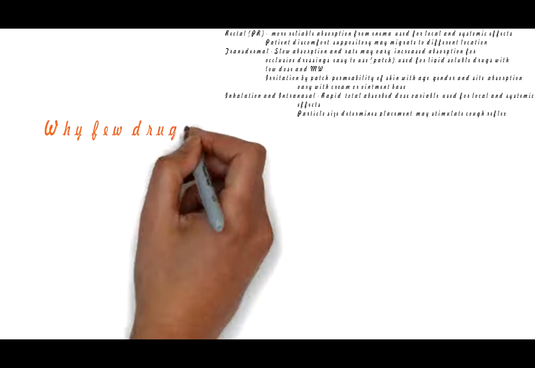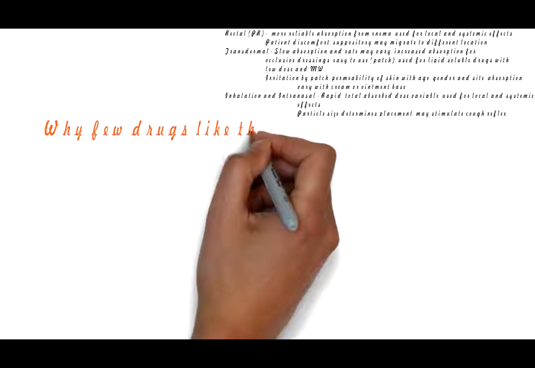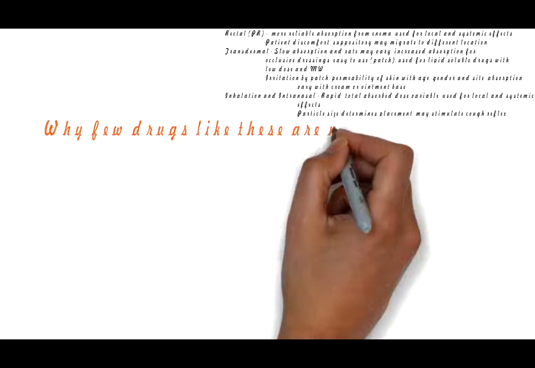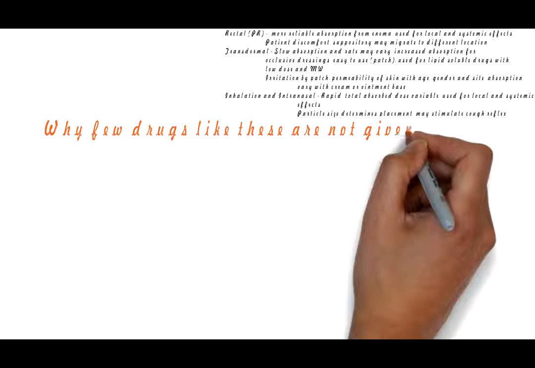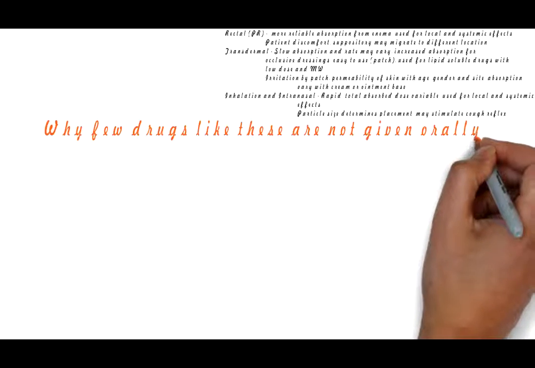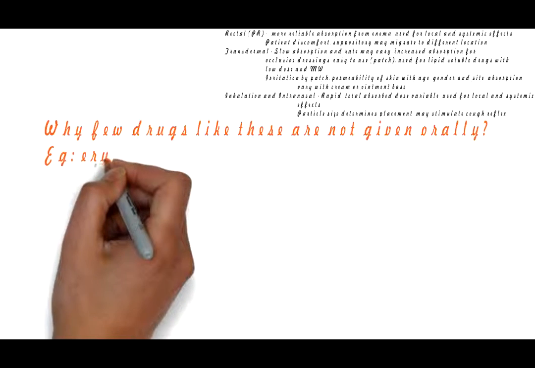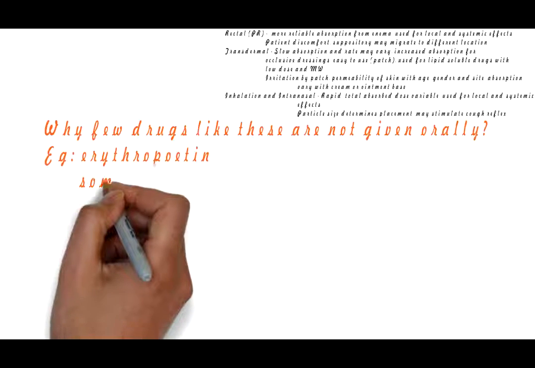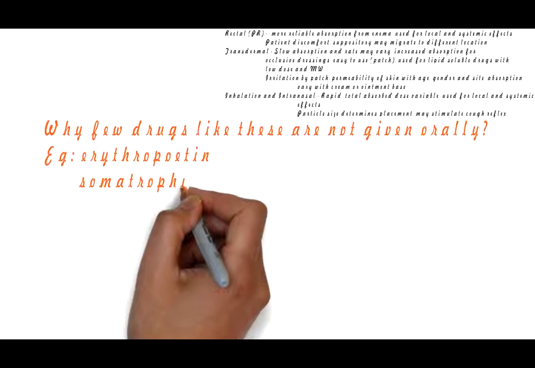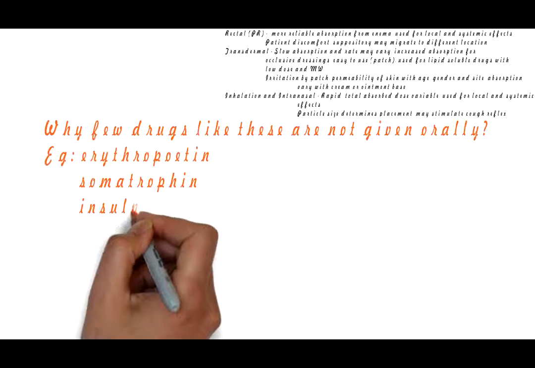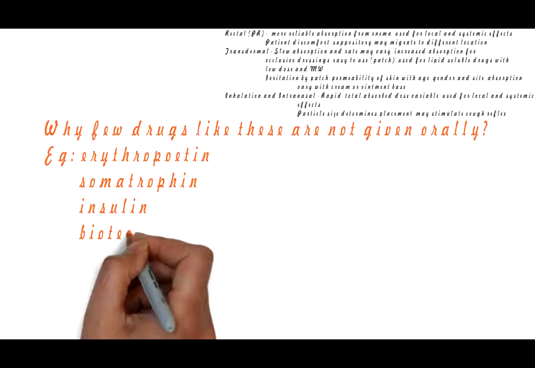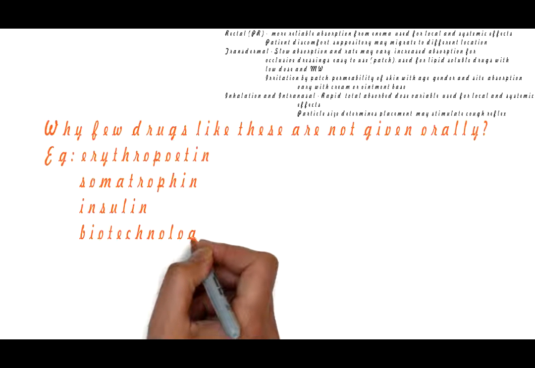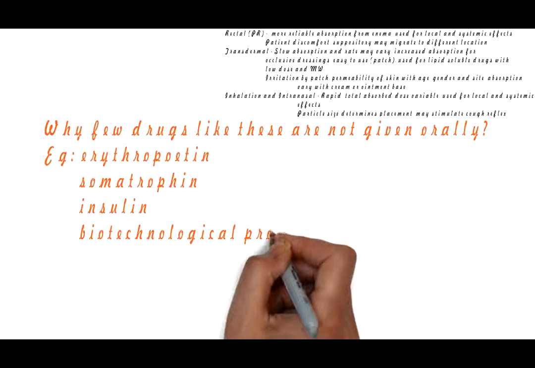And why can a few drugs not be given orally? Because there are some drugs which, if they are taken through the oral route, can be degraded by the stomach enzymes or the intestinal enzymes. So that is why few drugs are avoided through the oral route. The examples are erythropoietin and somatropin. These are given intramuscularly because they can be degraded in the stomach when taken by the oral route.